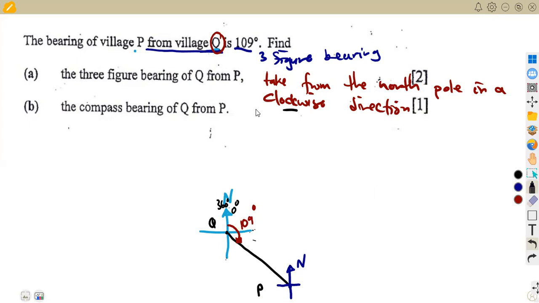Can you switch off your mic? Can you switch off your mic? You just turn it on if you are answering or responding to something.